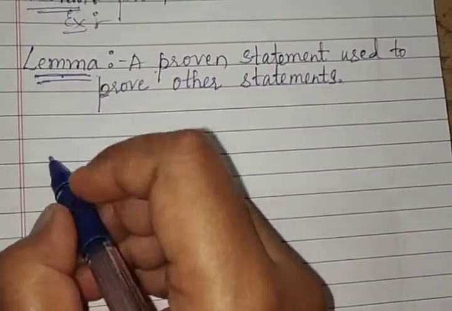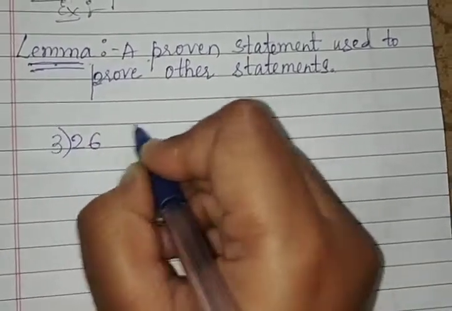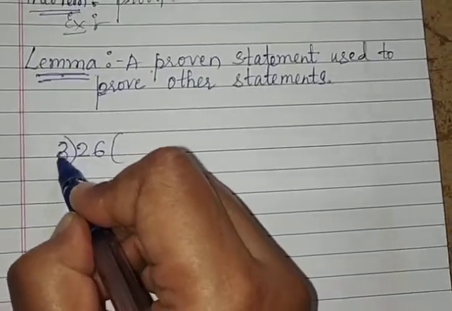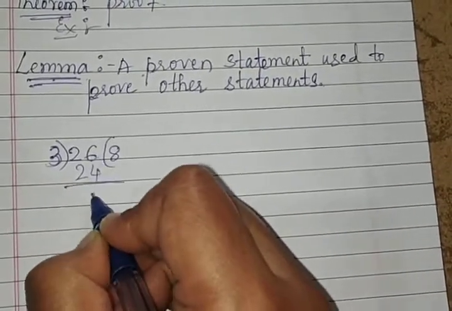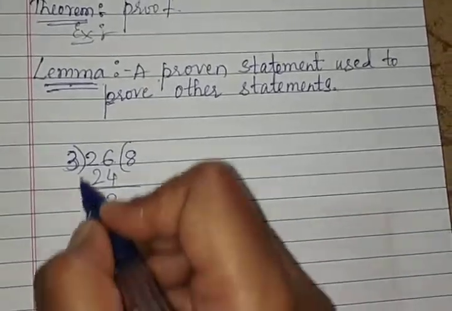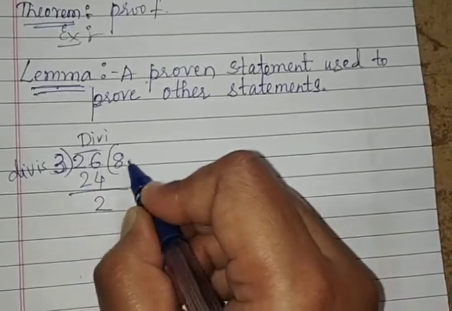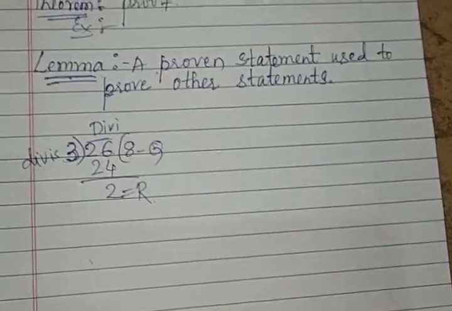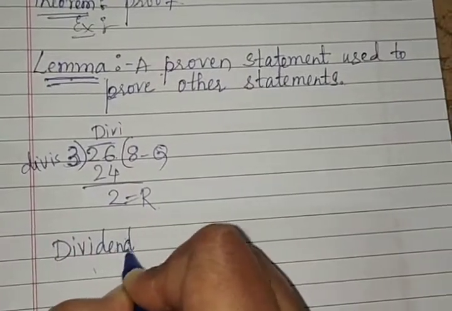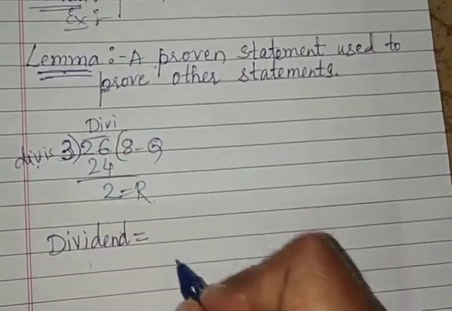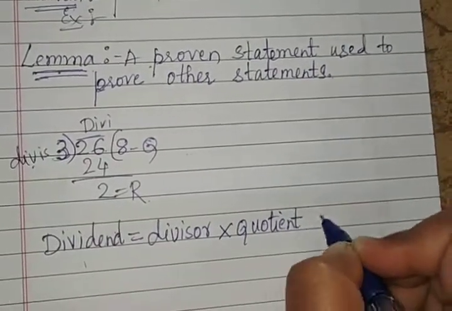You already know the division of any number, say 26 divided by 3. If we divide it, 3 eights are 24 and the remainder is 2. So 26 is called the dividend, 3 is called the divisor, 8 is called the quotient, and 2 is called the remainder. How do we write it as a statement? Dividend is equal to divisor into quotient plus remainder.